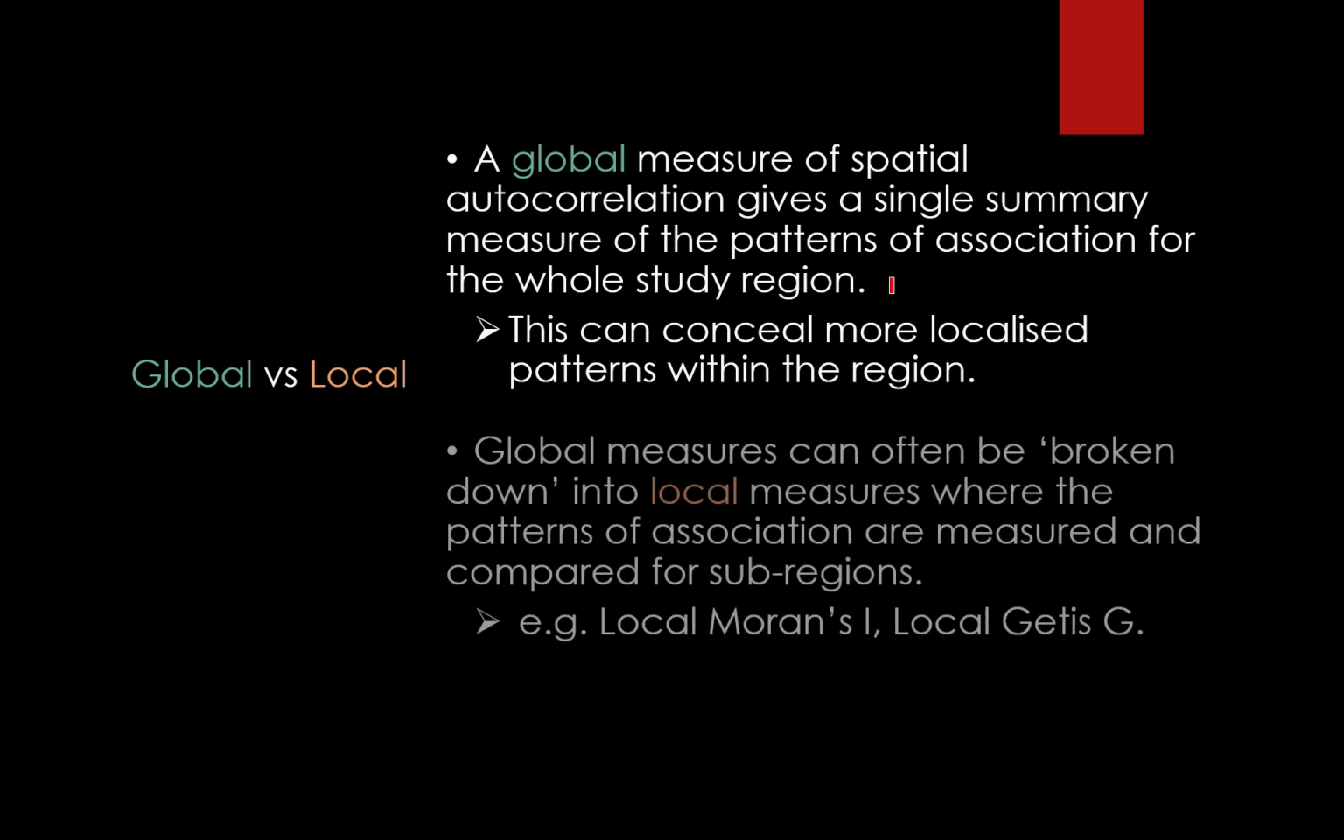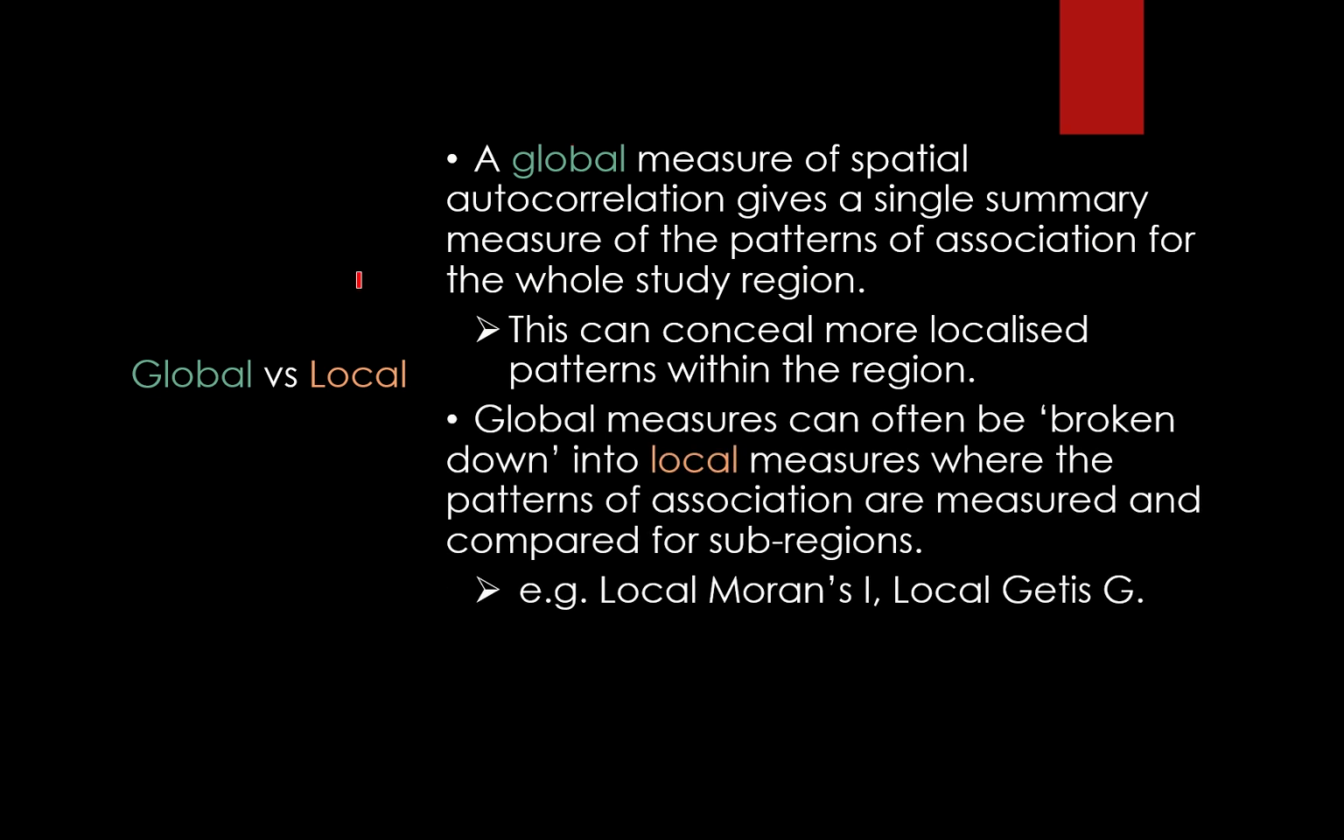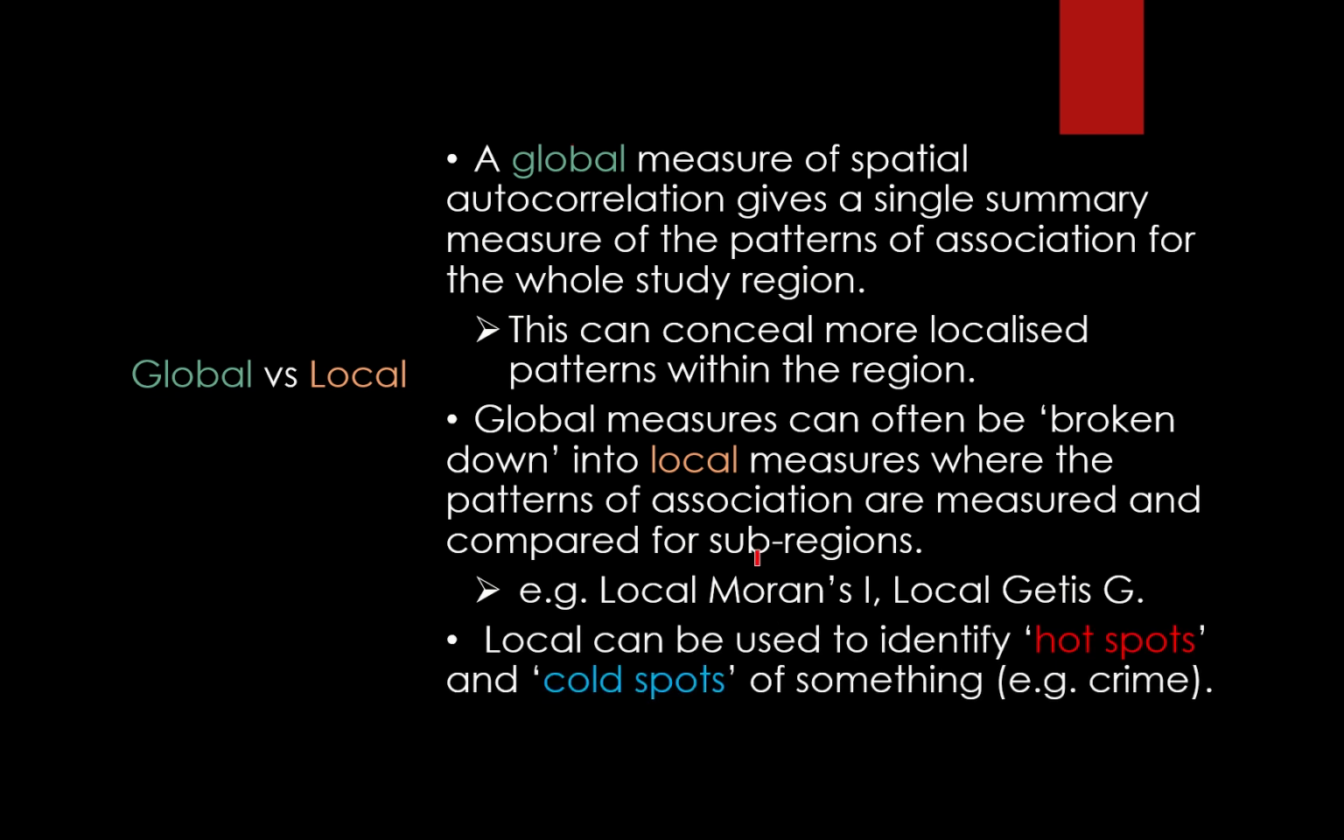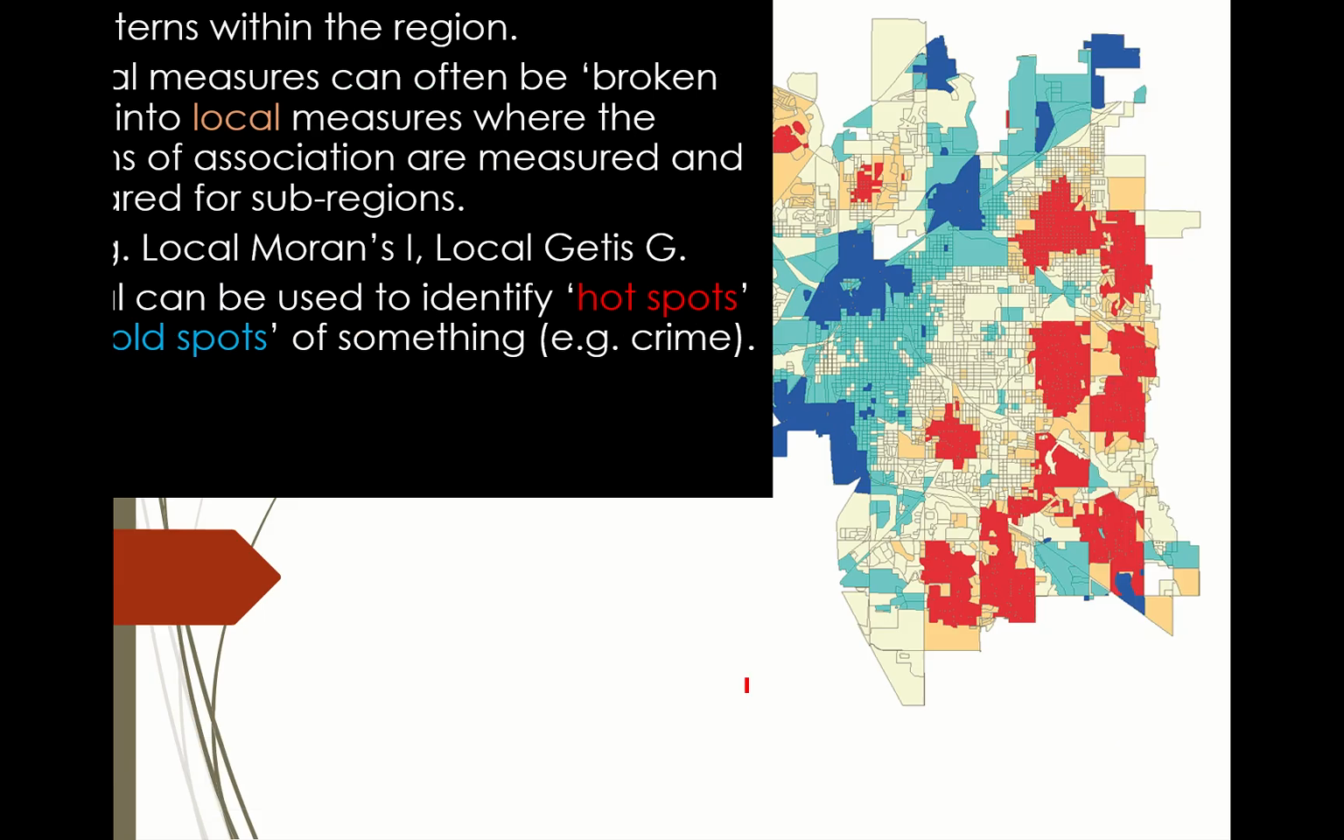So this is where you have to do a local measure of autocorrelation or clustering. And there's a whole suite of different tests that you can do to look at local areas. And often when we're looking at a local analysis of autocorrelation, we're trying to see whether we have any hotspots, i.e. areas where there's like values next to like values, or cold spots, where we have unlike values next to one another.